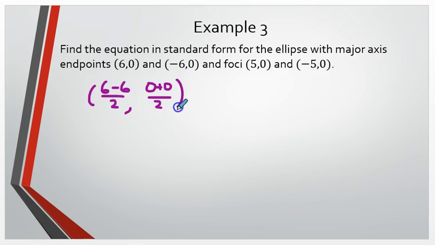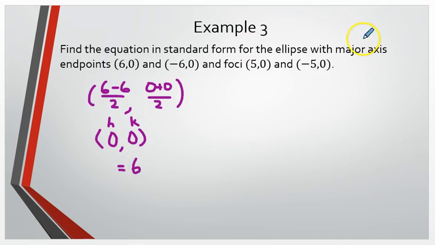You'll probably get pretty good at identifying when the origin is the center, because you'll just start to notice that it's the same number with different signs on either side. So sure enough, 6 minus 6 is 0, divided by 2 is 0. So my h and my k values are 0 again. Now if I go from that center to the major axis endpoint, doesn't matter which one you pick, from 0, 0 to 6, 0, that would be a length of 6.